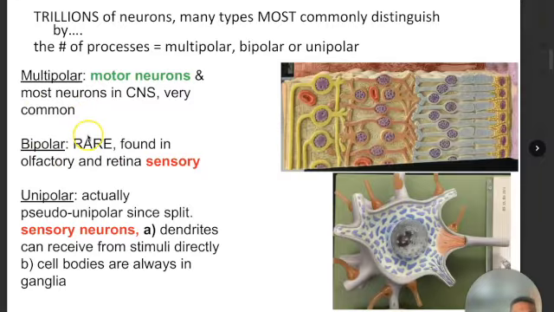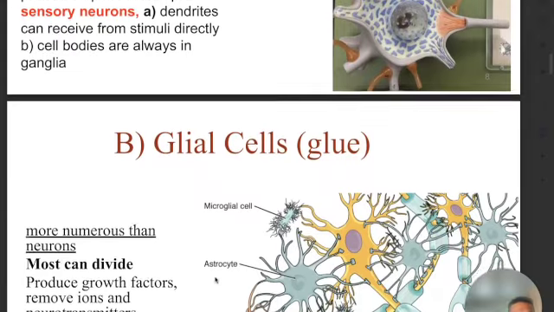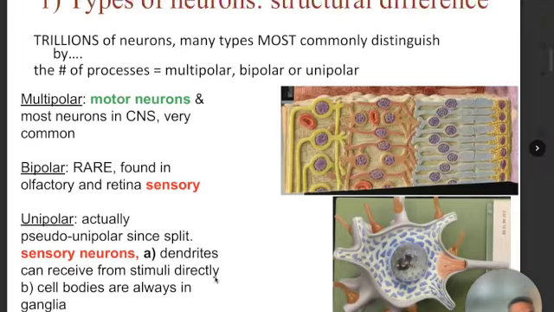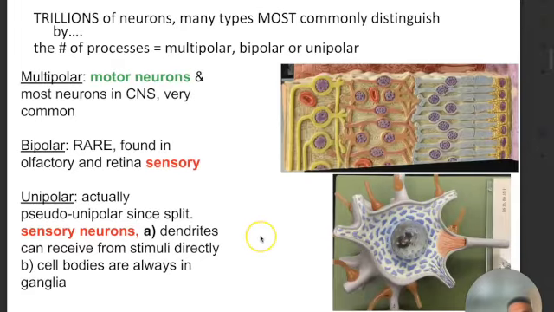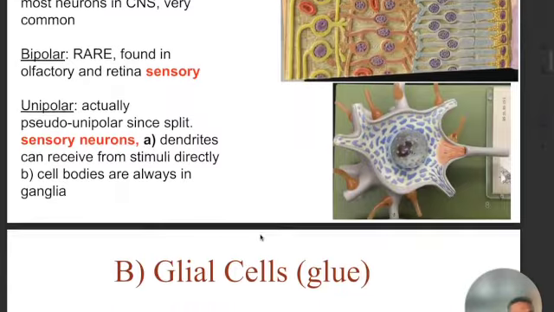Bipolar is more rare. It's found in the olfactory, which is your sense of smell, and the retina in your eye. Unipolar is actually pseudo-unipolar, so it's really not just one, because it's split. It's a sensory neuron. A dendrite can receive simultaneous stimuli directly. Cell bodies are always in the ganglia. We'll see some more pictures later in the lab of what they look like.